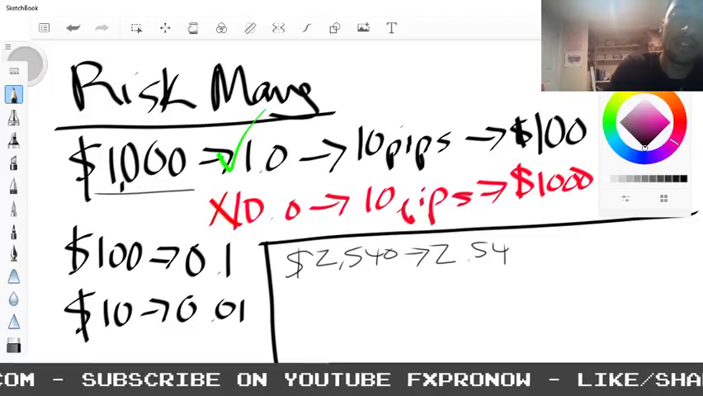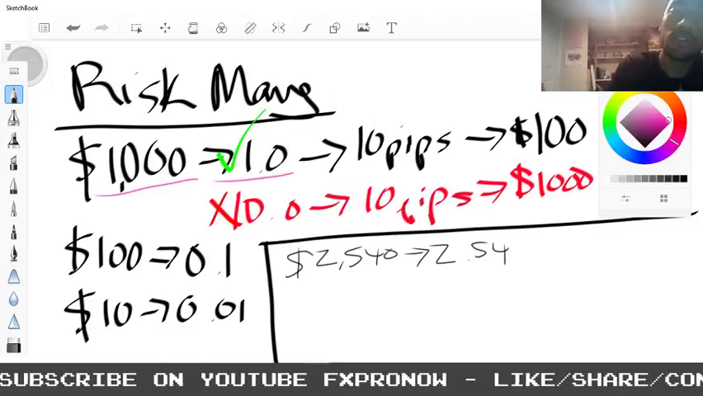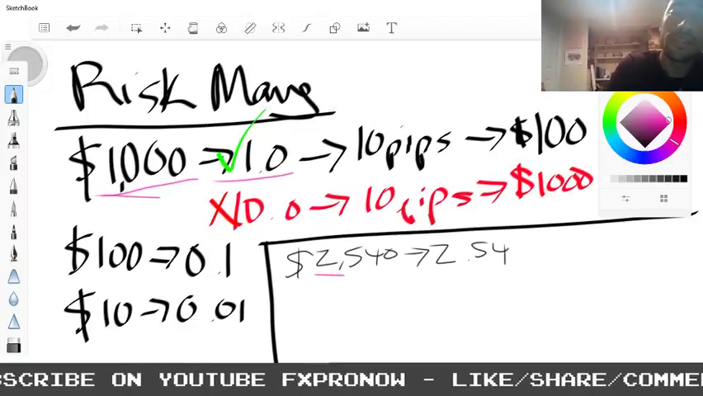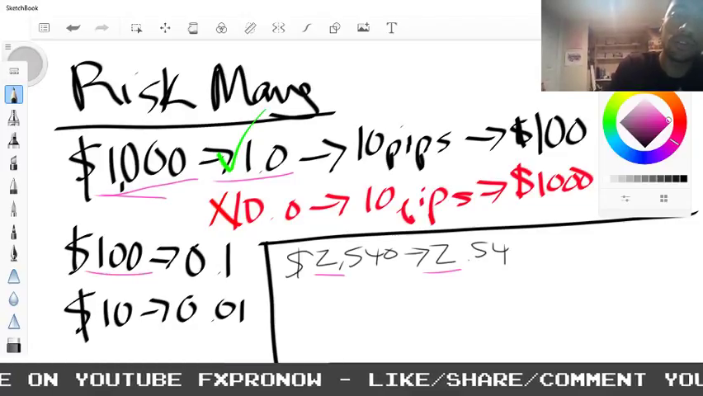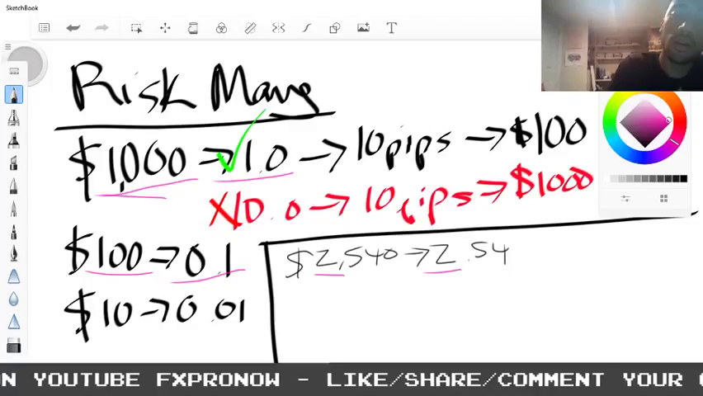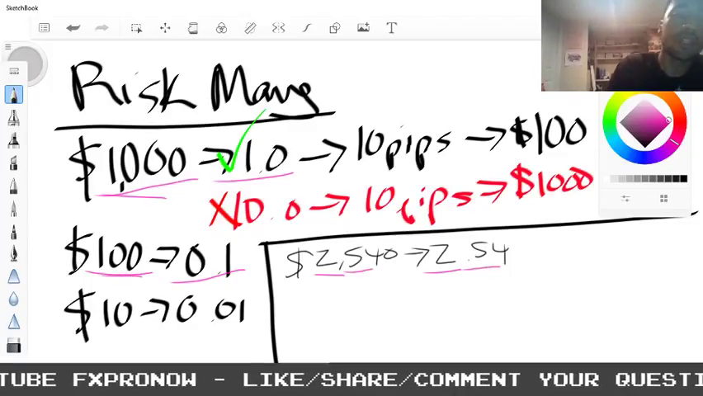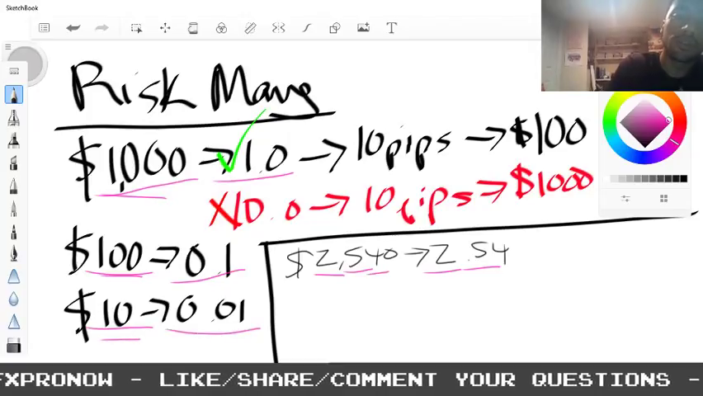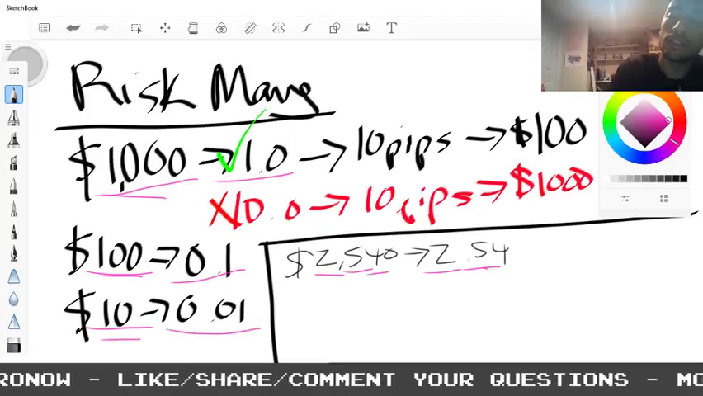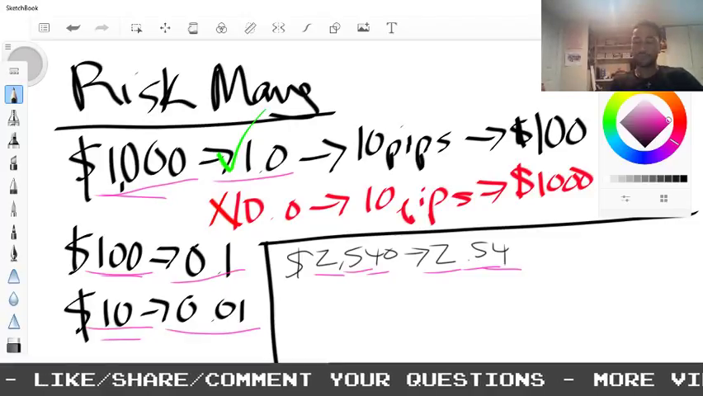Well, remember, for every $1,000 you have in your account, you should do a 1 lot. Well, you have 2 of those thousands, 2 lot. For every $100 you have in your account, you should do a 0.1. You have 5 of those hundreds, 0.5. For every $10 you have in your account, 0.01. You have 4 of those 10s, 0.04. Does that make sense? Okay.